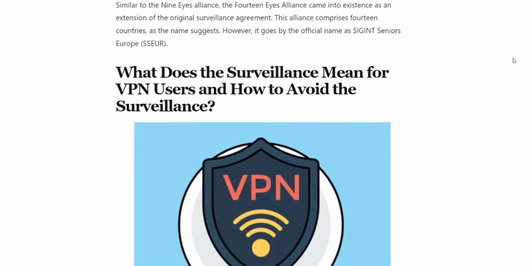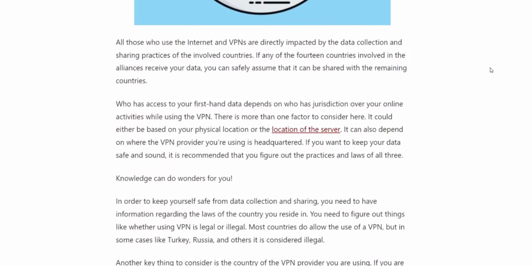So what does the surveillance mean for VPN users? And I kind of touched on this a little bit. All those internet service providers are directly impacted by data collection and sharing practices of involved countries. If any of the 14 countries involved in the alliance receive your data, they can safely assume that it can be shared with the remaining countries.